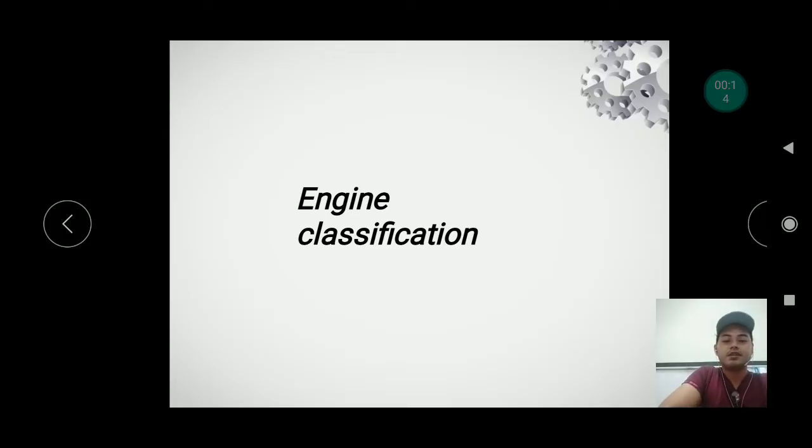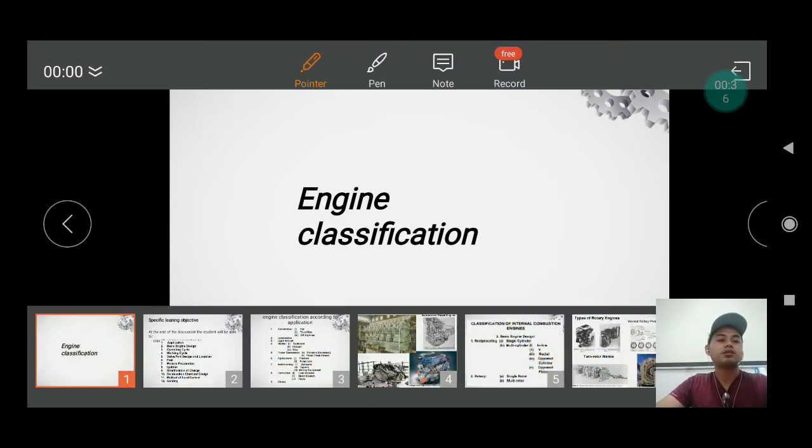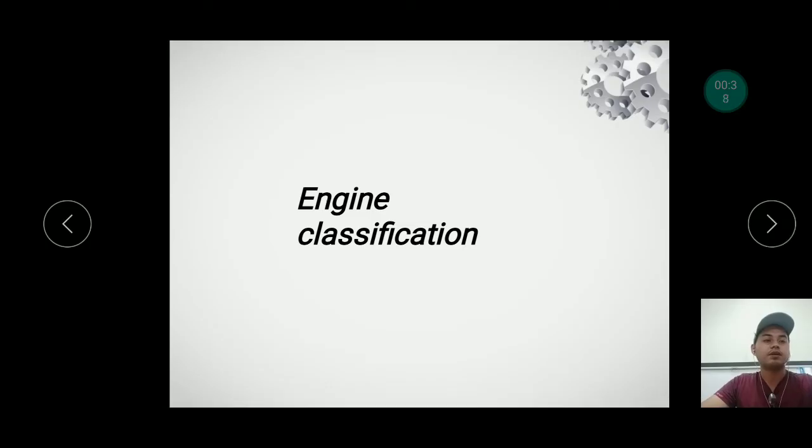So our next topic will be about engine classification. In the market today, there are so many engine classifications. There are different engines that have been manufactured for different purposes. So now we will discuss the different classifications of the engine, and how they are used in the market today, or for us people.